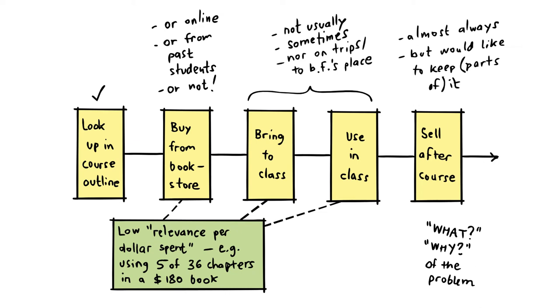I buy a $180 book or $300 book with 36 chapters or 50 chapters, and I only use 5 of them. Now, this isn't every class, of course, but I'm hearing this. So there's this relevance per dollar notion, that I'm not getting good value per dollar. It's not relevant per dollar. So that is an insight I took away.